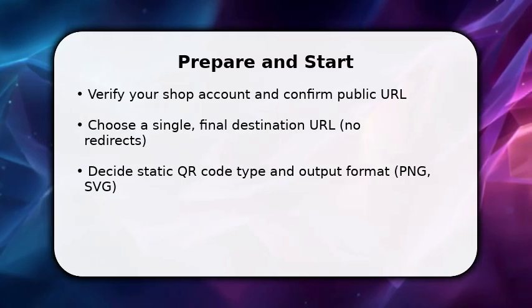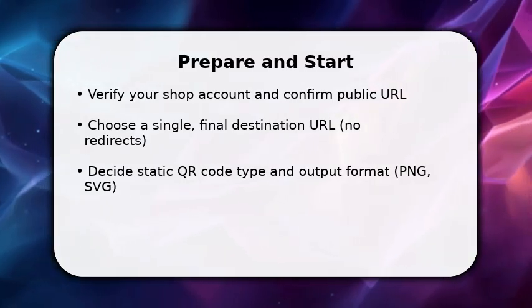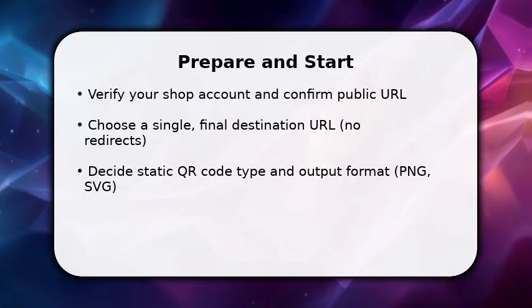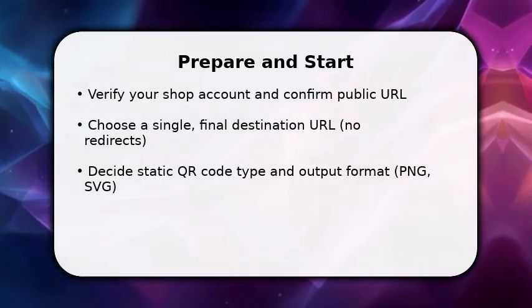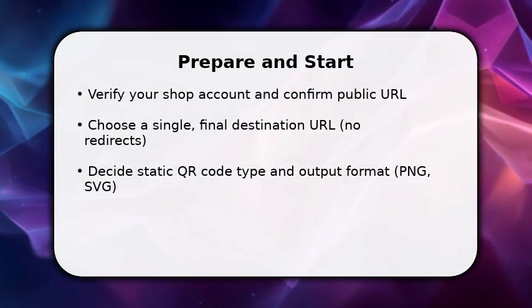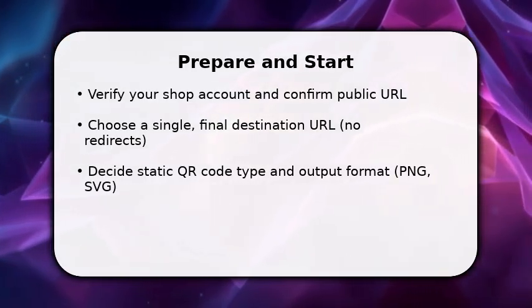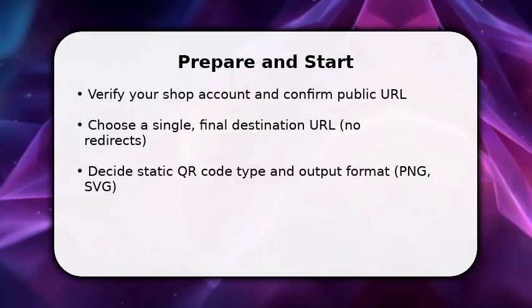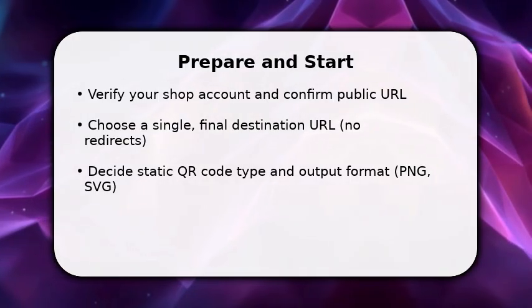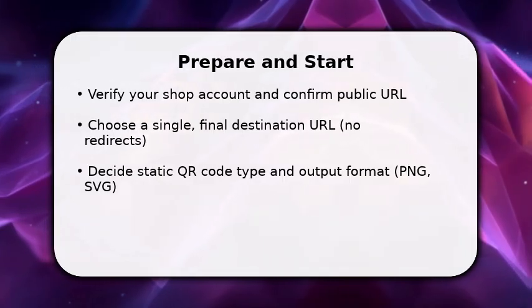Enjoy the video. You need a verified shop URL and the authority to edit your business listings. Once you have that, decide you will use a static QR so the code always points to the same address. Open the platform or QR generator built into your shop dashboard or a trusted generator. Paste the exact URL. Make sure there are no shorteners or tracking parameters that might change.